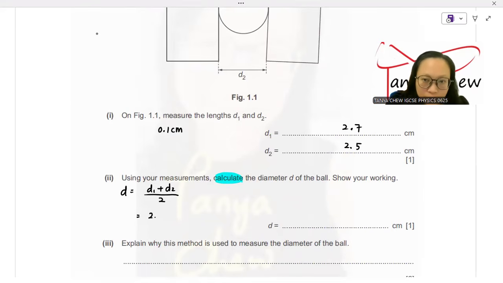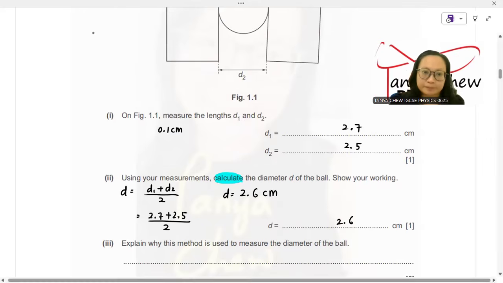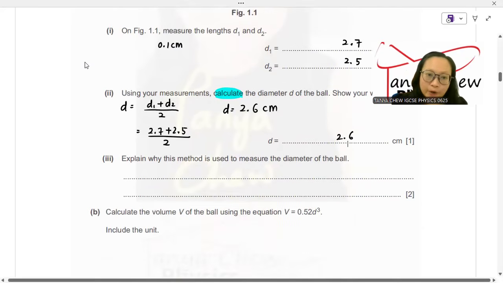So I put D1 2.7 plus 2.5, divided by 2. Since D1 has two significant figures and D2 has two significant figures, the significant figures for the diameter D must be two significant figures as well. So I got 2.6 cm. And the third part, explain why this method is used to measure the diameter of the ball.